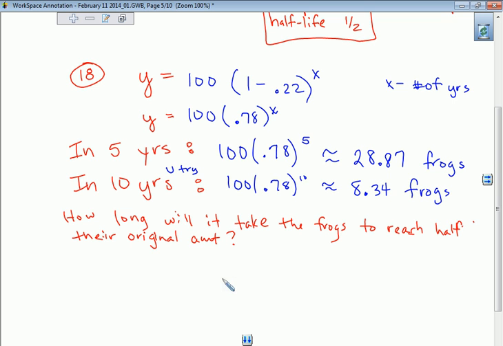How long will it take the frogs to reach half their original amount? Well, how many were there originally? 100. So we want to know where this equals what? 50. Who has an idea on how to solve this equation? Okay, what you got, Carter? We could put a minus 50 at the end. Beautiful. And then we find the 0.